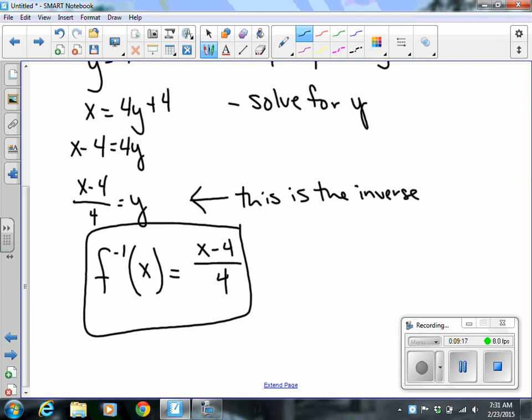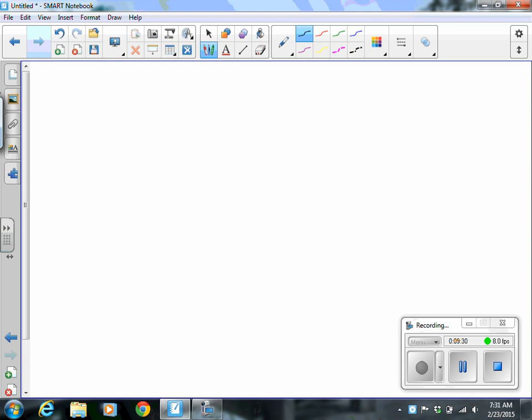Okay, so with that being said, I'm going to give you one more, and you guys should be able to do it on your own. So for you guys, I'm going to give you f of x equals negative 2x minus 1. So good luck.